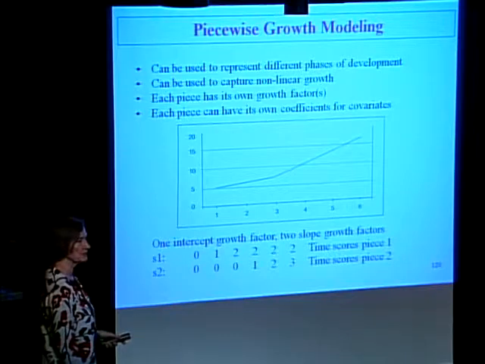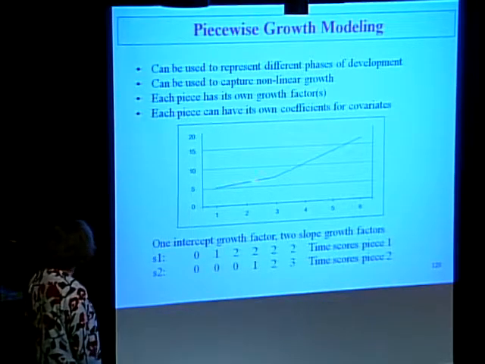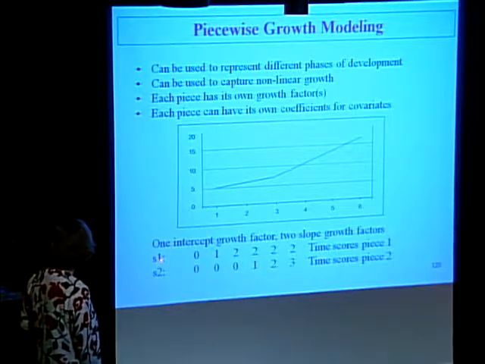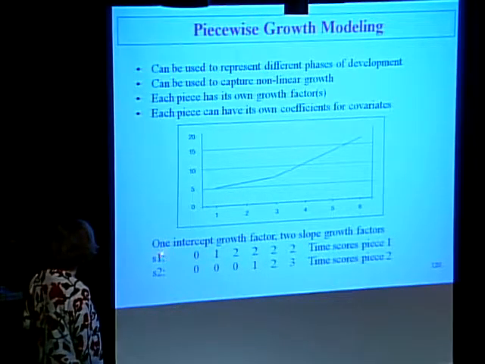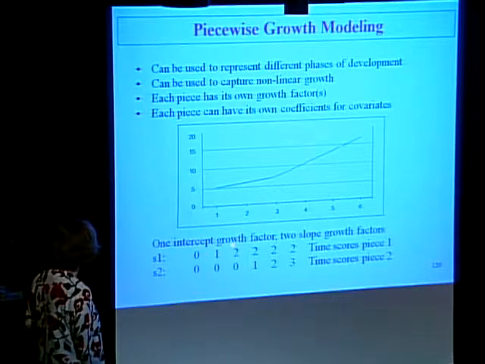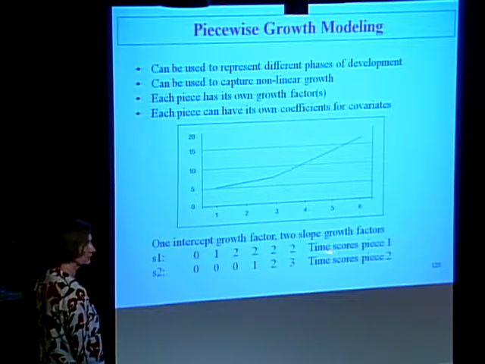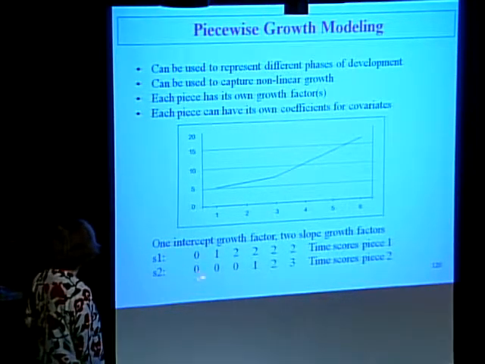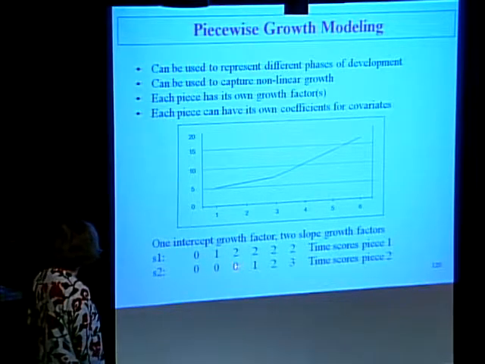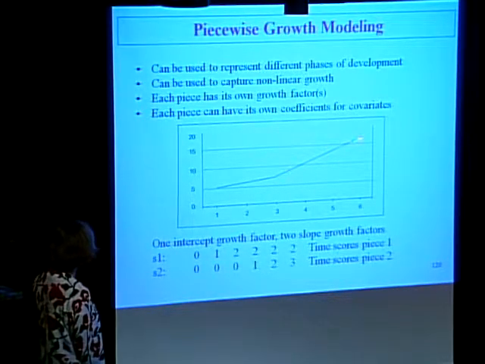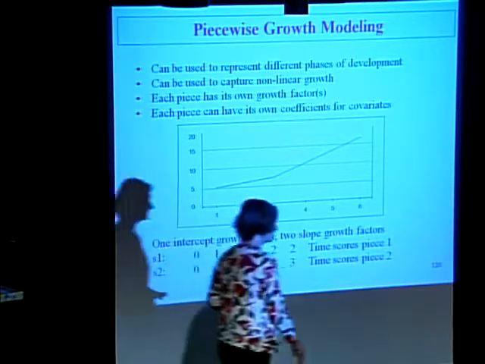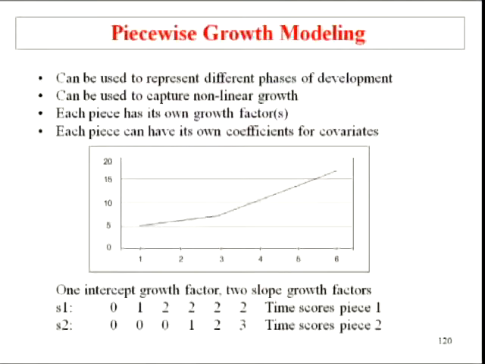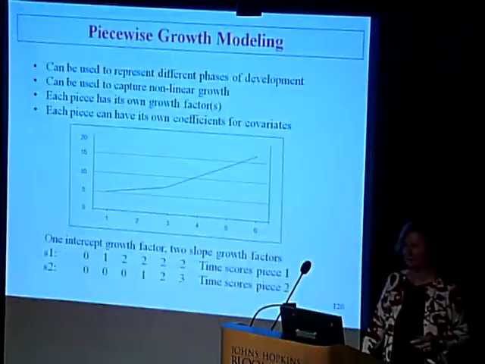And you develop your time scores just to match this. So let's say you think you have linear growth here. So for the first part of the model, S1, the slope growth factor, your time scores would be 0, 1, 2. And then you just continue with 2s the rest of the way. For the second part, it starts at 3, so it was all zeros up to the third, and then 1, 2, 3. And that would represent the growth for this part of the model. So this can be a useful model if you have something that breaks at a particular point like that.